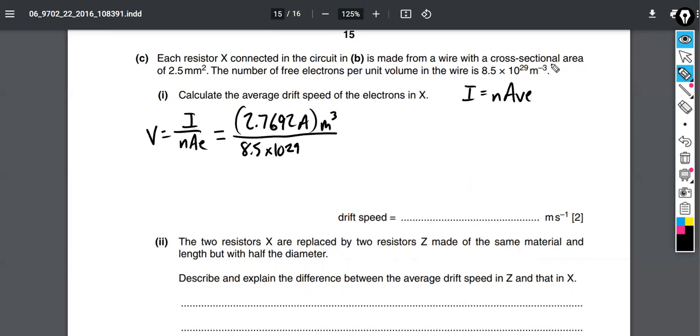Right, so it's the negative index here, right? Because it's per unit volume. So this is number of electrons per unit volume. Electrons is just a number, right? So there's really no unit there. It's just a thing, an amount of electrons, right?